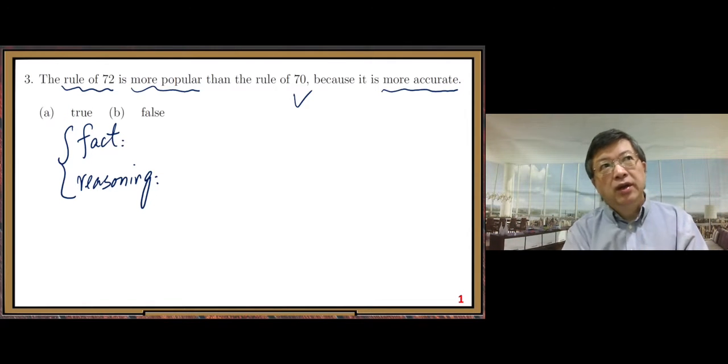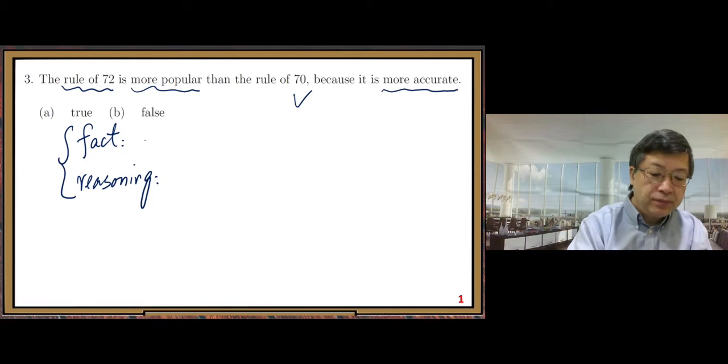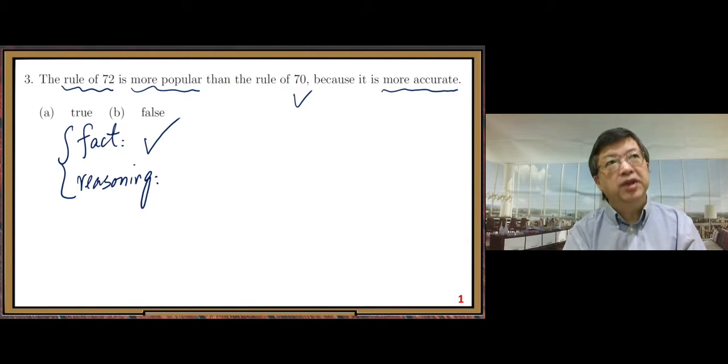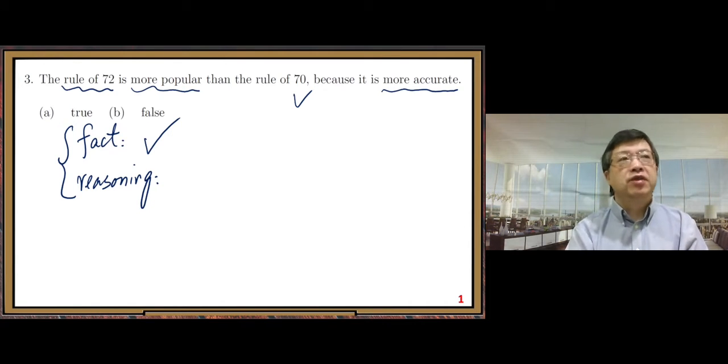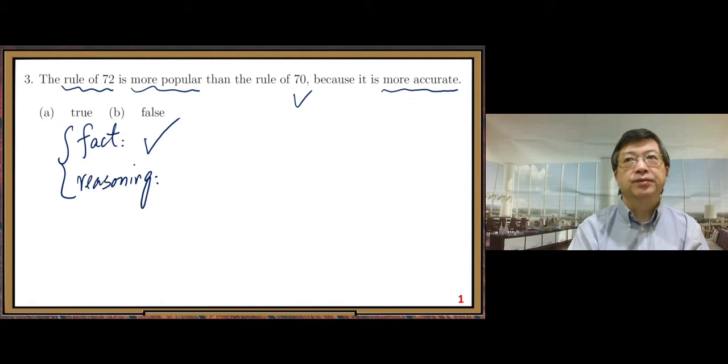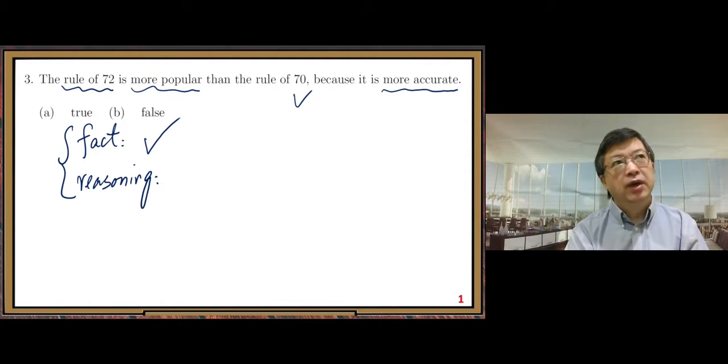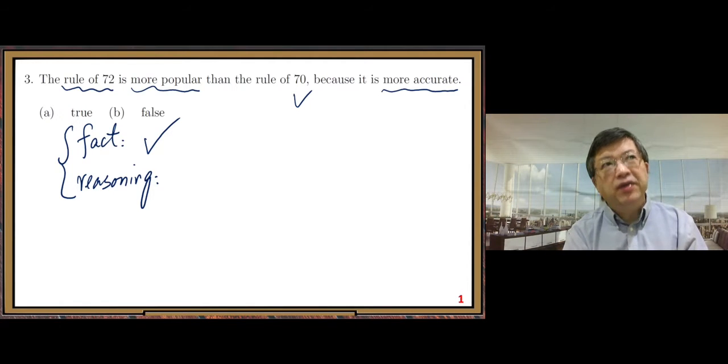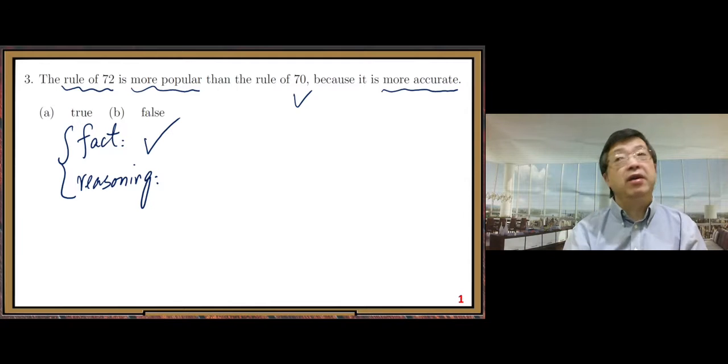Based on our experience in everyday life, this fact is correct. Rule of 72 is more popular. People tend to use rule of 72 more frequently than using rule of 70. So this part, we should not question it. But what is the reason?